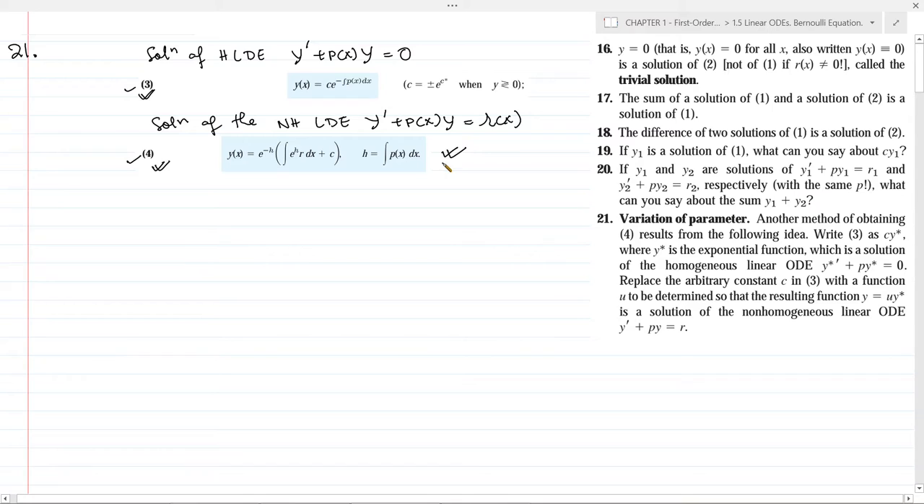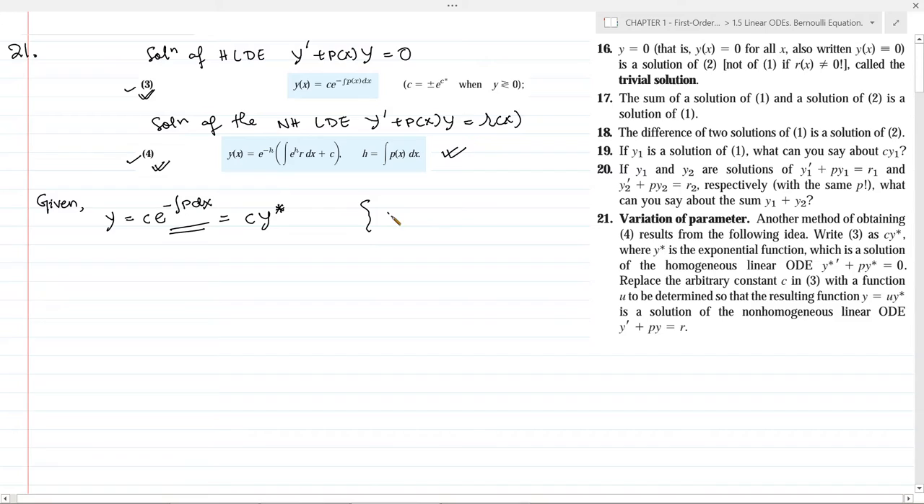Let us first write down the given data from the problem. The problem is saying to write equation 3 as c y star, where y star is the exponential function, which is the solution of the homogeneous linear ODE of the form y dash plus p y equal to 0. So, we have been given from equation 3 the solution of the homogeneous linear ODE, which is c e to the power minus integral p dx, and we have to write this as c y star, which means this y star is e to the power minus integration p dx.